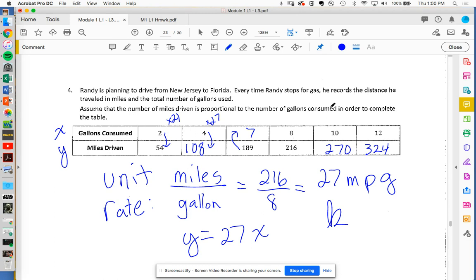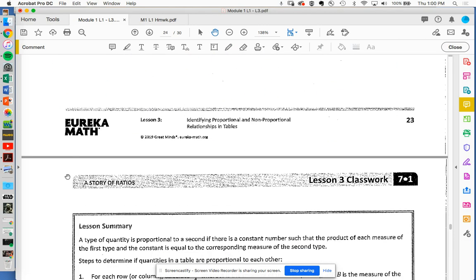Okay? And now let's say, hey, he used like 87 gallons of gas. How far did he drive? Well, we just put 87 right there. Super easy now that we have a formula. And again, this one is proportional. We said it is proportional. If he drove 0 miles, how many gallons did he use? Yeah. If he had 0 gallons, how far could he go? 0 miles. All right. So that's an important piece of the puzzle.